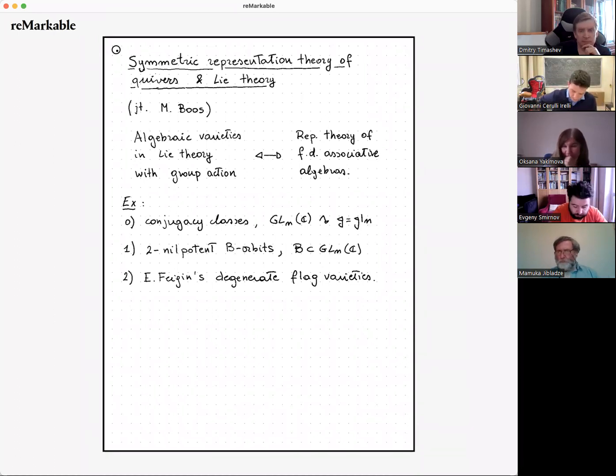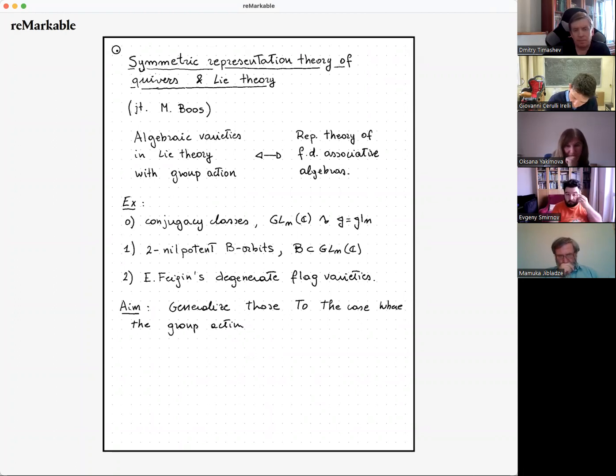So the aim, mine and Lena's aim, is to generalize those known connections to the case where the group acting is the orthogonal group or the symplectic group. Very humble aim.